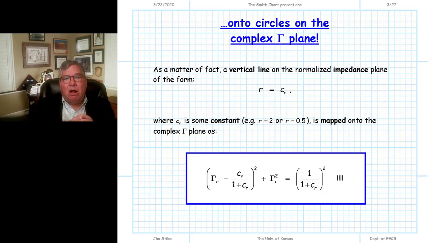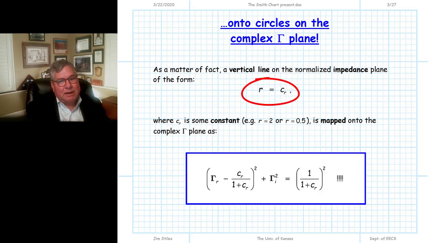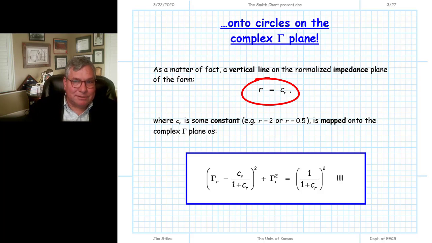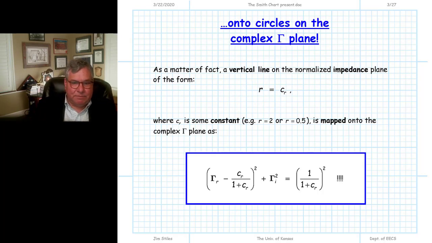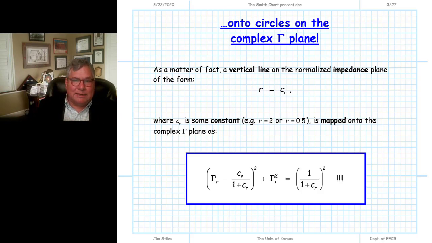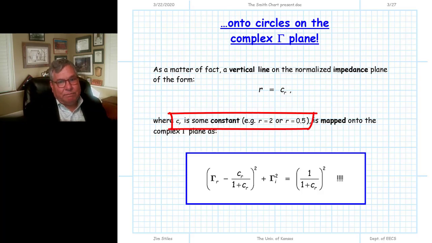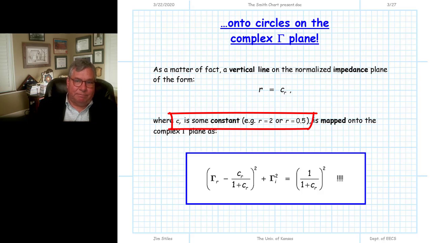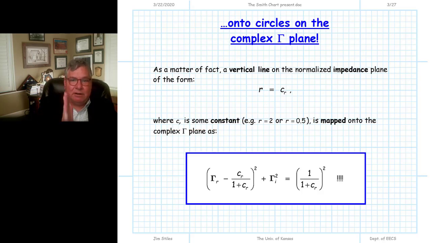And we're going to describe all of those contours, any of those contours, generically as a mathematical statement that says r, again, the resistive component, this is not distance from the origin, r is the resistive component of the normalized impedance, is equal to some constant we'll call CR. So, for example, if we have a vertical contour on the normalized impedance plane of r equal to 2, CR would be equal to 2. If we have r is equal to 0.5, CR would be equal to 0.5. So this is a way of parameterizing the different vertical contours that make up our Cartesian grid on the normalized impedance plane.